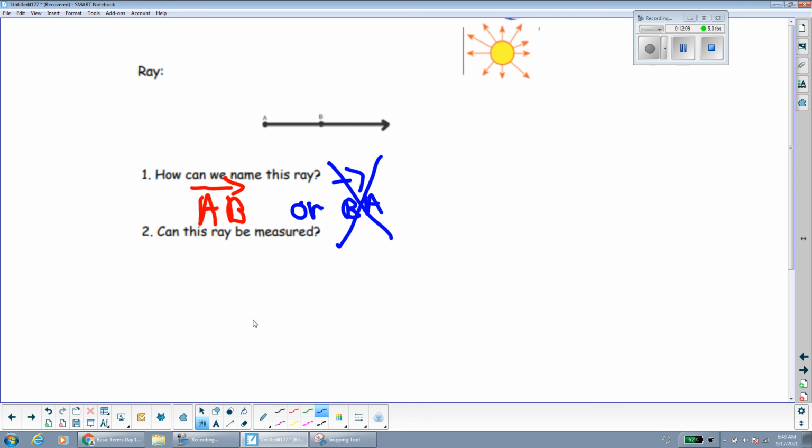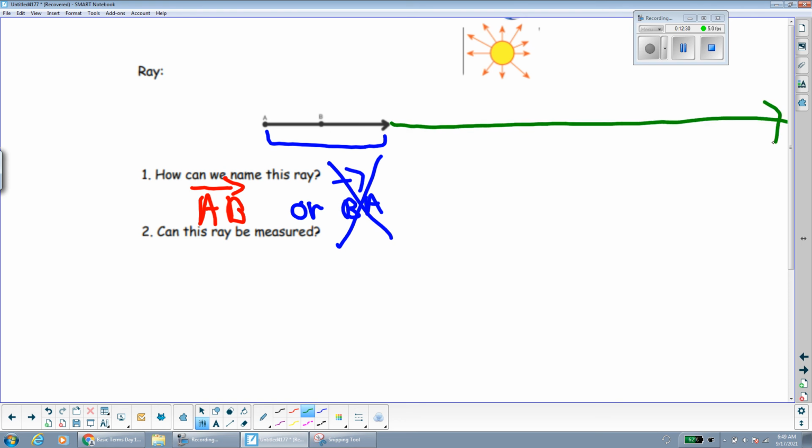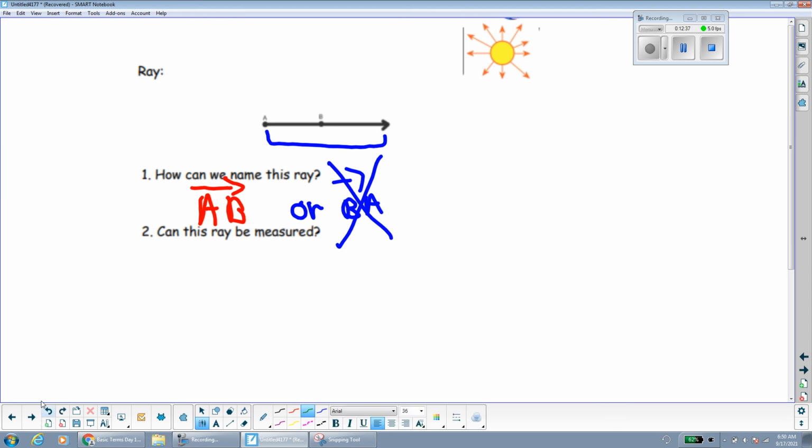Can this ray be measured? What do you think? Well, although we know where it starts, we know where the endpoint is over here, a ray does have an arrow in one direction, so it goes forever in that direction. So even though we can measure from here to here, we're still not getting the whole ray because the ray is going to keep going and going in this direction forever off my computer screen. So no, we cannot measure a ray for the same reason that we cannot measure a line.